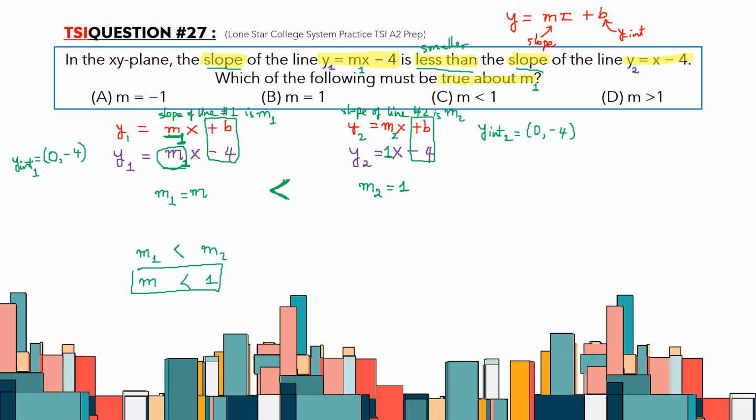We know the slope of the second line is 1. Remember, when you see x, it is the same thing as 1x. When you see nothing, it does not mean 0, it means 1. So C will be the right answer.